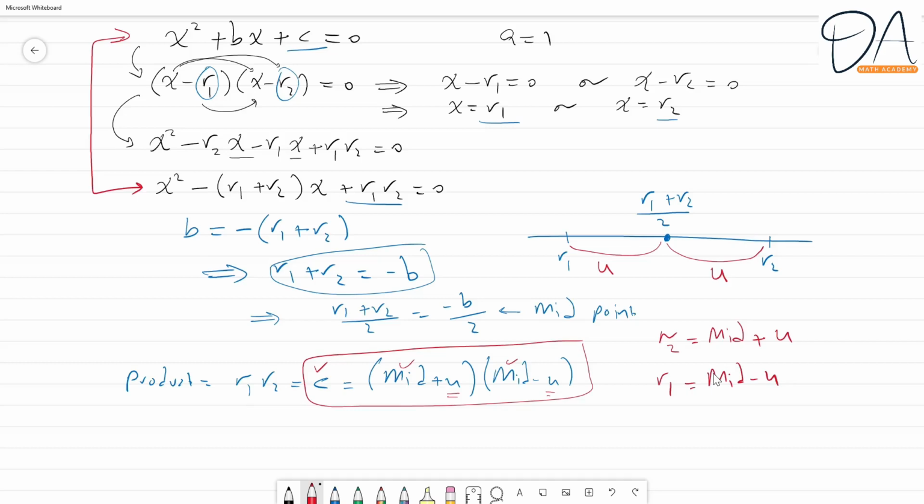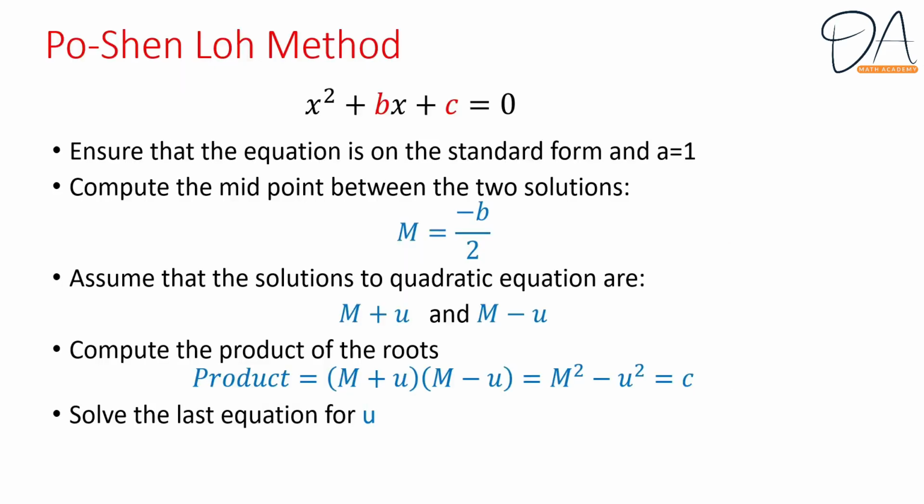So now let me show you the steps that you need to follow if you want to apply this method. All this detail might be confusing, but the method, when you are applying it, is very simple. So the steps will be as follows. Again, we start with an equation of this form where the coefficient here is 1, and we make sure that it's actually in the standard form. Okay, so if you have more than one term with x, you need to group them.